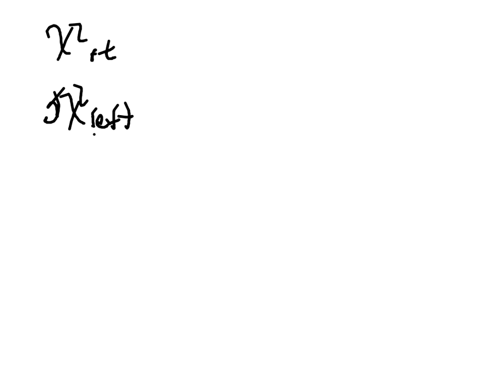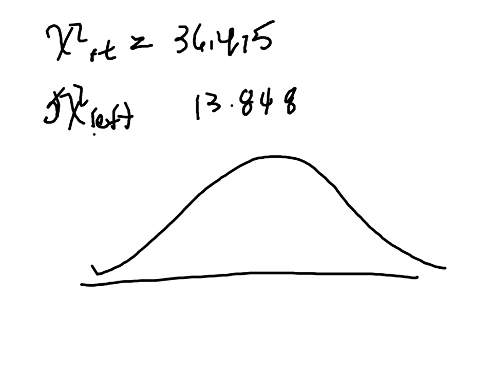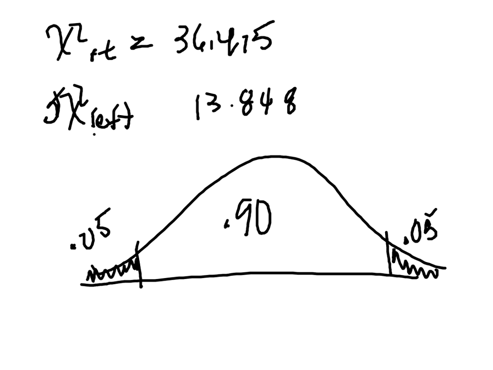Okay, 36.415 and 13.848. And this is their representation. And they went ahead and shaded these in. Okay, and then they tell us a little bit about using the degrees of freedom, but I'm going to put these two values on here.